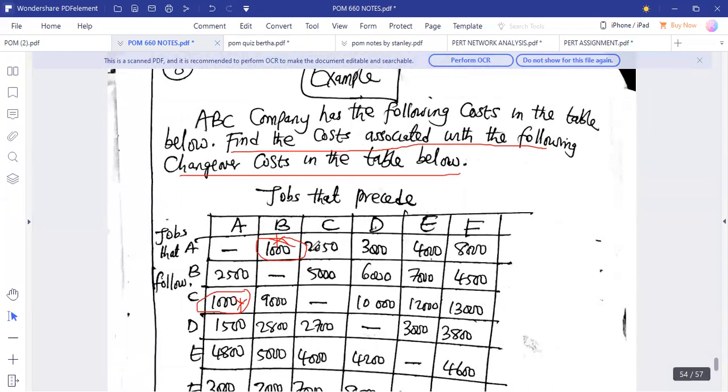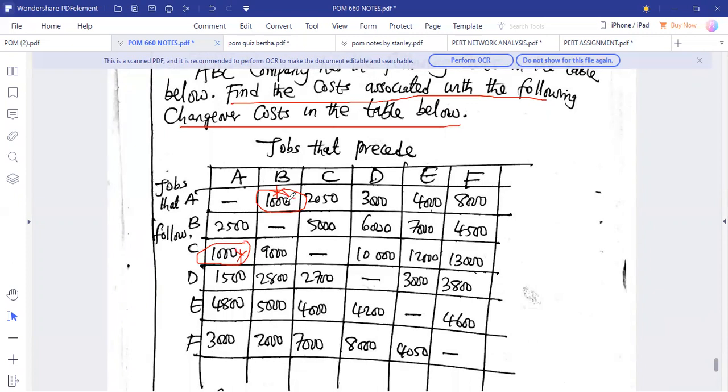So we can start with this 1,000 here, meaning the starting job is job B. Of course, we're also going to go for the other job, which is the 1,000 here. If we start with A, it doesn't matter. There's no conflict of interest here. We can start with either at any time, as long as we know we are going to have two sequences, and between the two, we select the one with the smaller value.